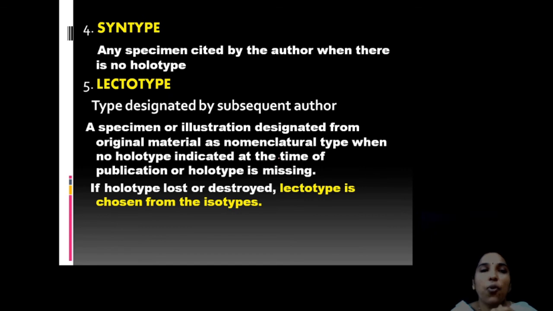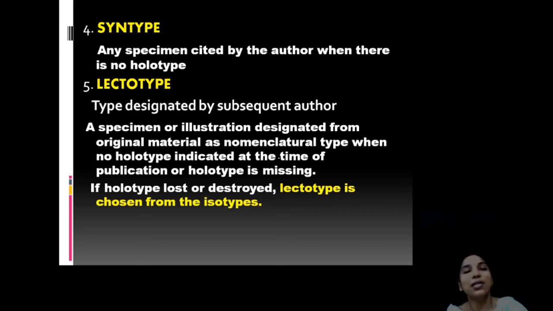Okay. Now, what is syntype? When any specimen is cited by the author when there is no holotype. Original material actually is not designated, but an author is using a material when there is no holotype, that is syntype. When there is no holotype, he uses another material, that is syntype.